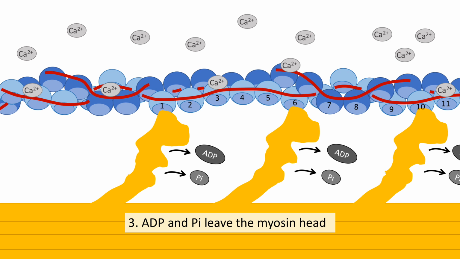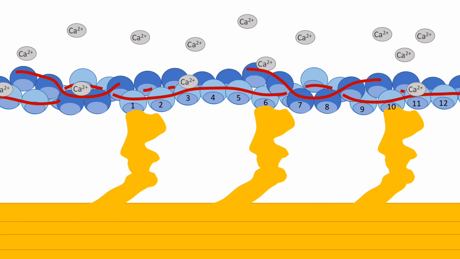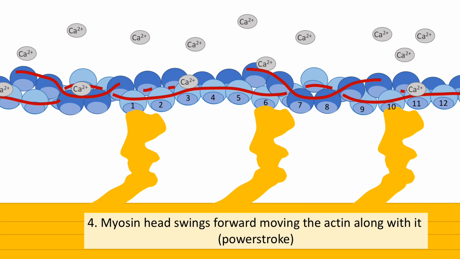So you can see that ADP and Pi leaves the myosin head. And next step. And so that ADP and Pi leaving caused that myosin head to change shape, and it swings forward, pulling the actin along. That is the power stroke. Okay, so next step.